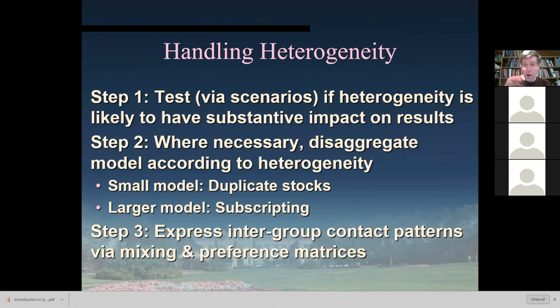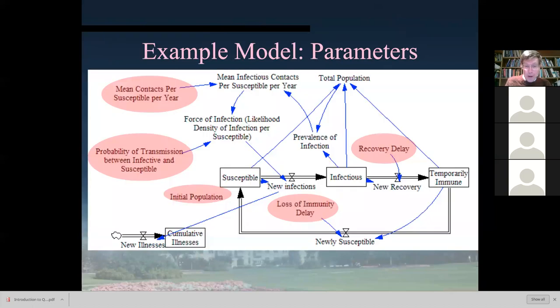It's handled through breaking a system up into separate, oh, I shouldn't say breaking it up, it's by duplicating stocks. So if we had, for example, we really need to distinguish the spread of infection in low-income groups versus high-income groups, what we would need to do is have susceptibles for high-income, susceptibles for low-income. Infectious for high-income, infectious for low-income. You kind of get the pattern. Temporarily immune for each of them.